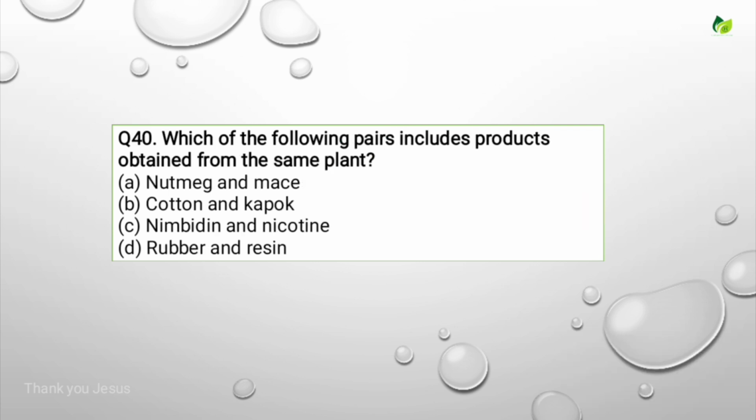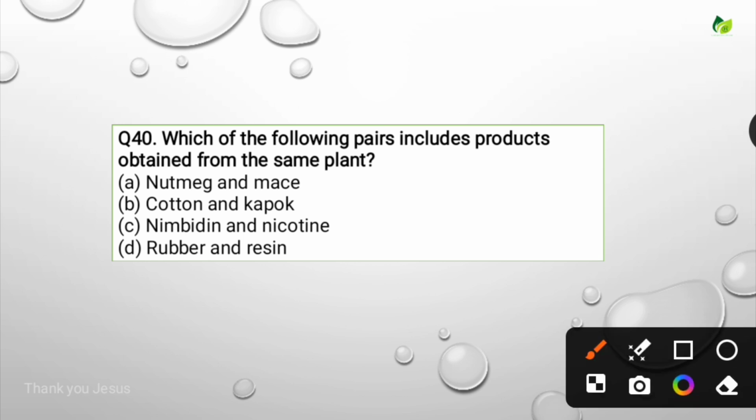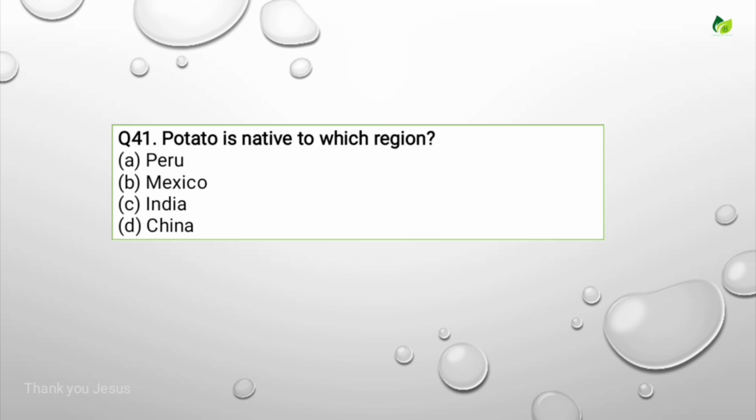Which one of the following pairs includes products obtained from the same plant? Options are nutmeg and mace, cotton and kapok, nimbidine and nicotine, rubber and resin. For this, the correct answer is nutmeg and mace. Nutmeg is obtained from the seed, mace is obtained from the aril. Both come from the plant Myristica fragrans. So, nutmeg and mace both are obtained from a single plant. Let's see the next question.